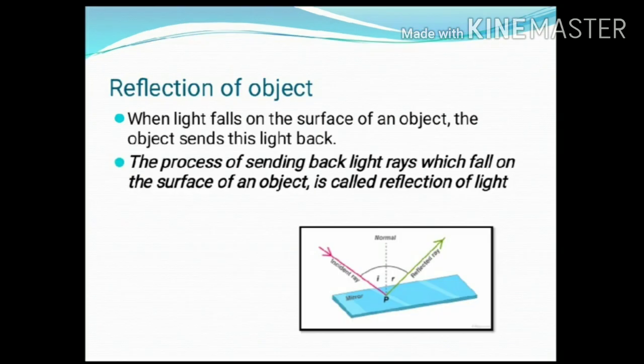Reflection of light. When light falls on the surface of an object, the object sends this light back. The process of sending back light rays which fall on the surface of an object is called reflection of light. Here, the red line is the incident ray, that means the light ray which is falling on the surface. It is falling on the surface and then it is reflected. The reflected ray is the green line.